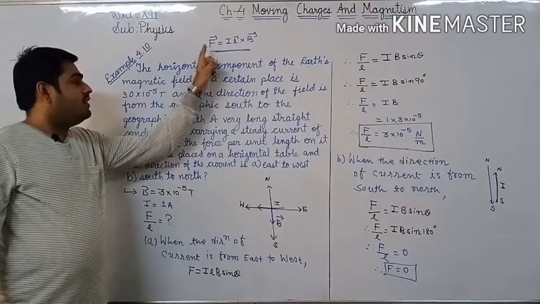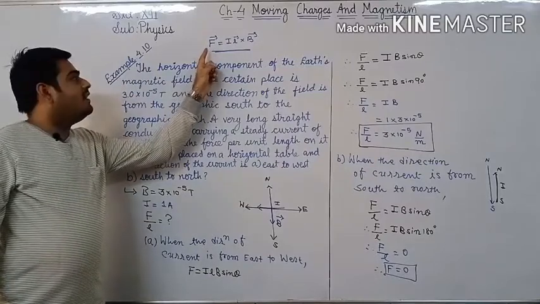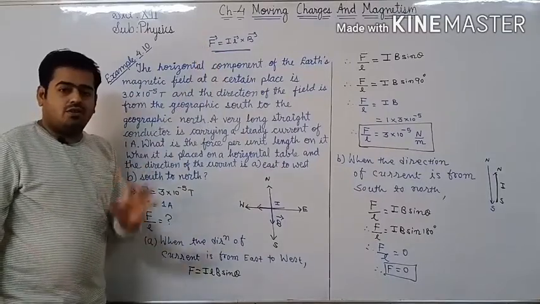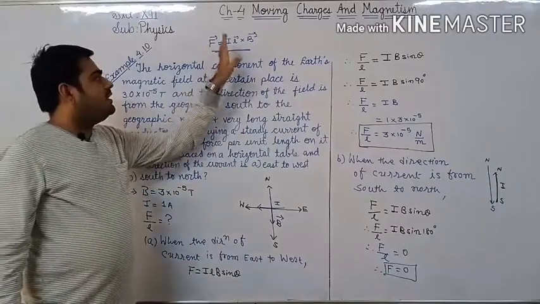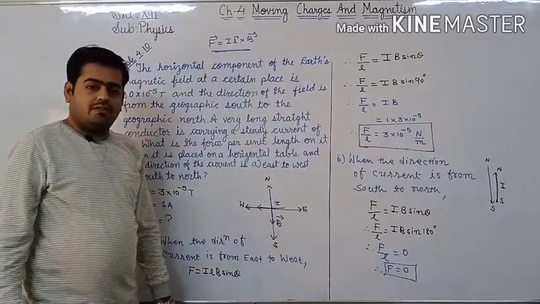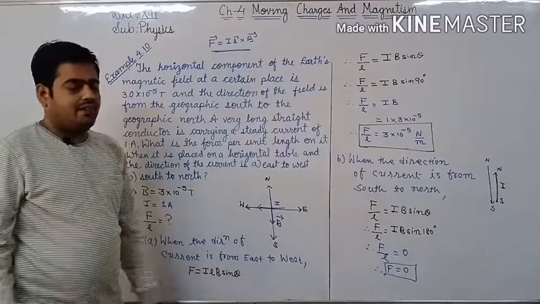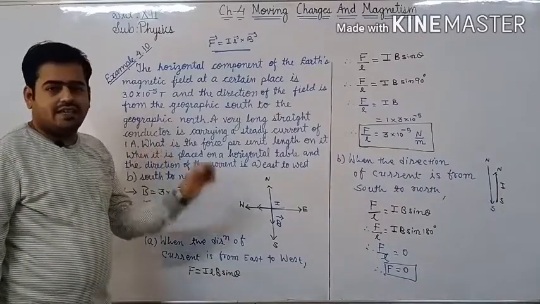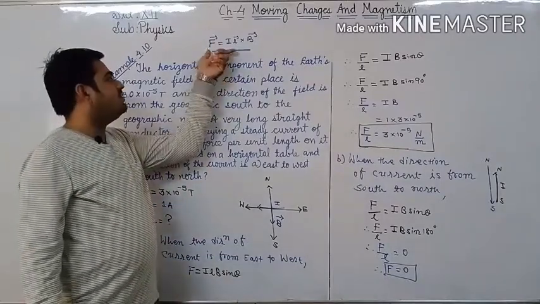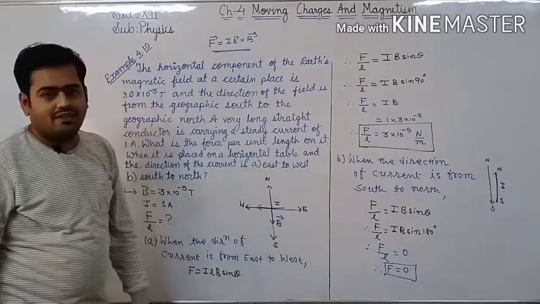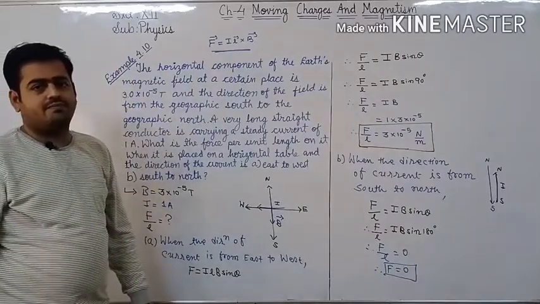You should remember this law: F vector is equal to I L vector cross B vector. The formula should be remembered. Whenever a current carrying wire is placed in an external magnetic field, we can use this formula. F vector is equal to I L vector cross B vector.